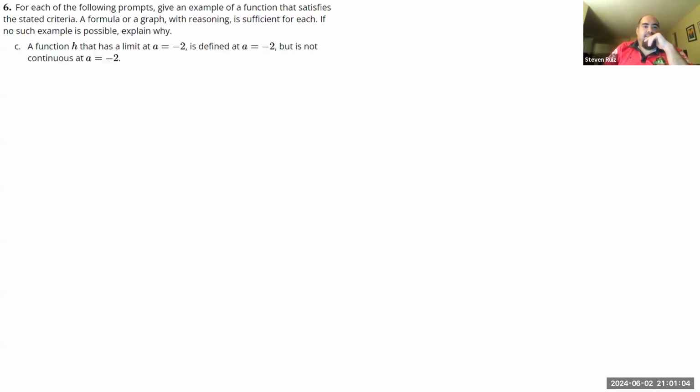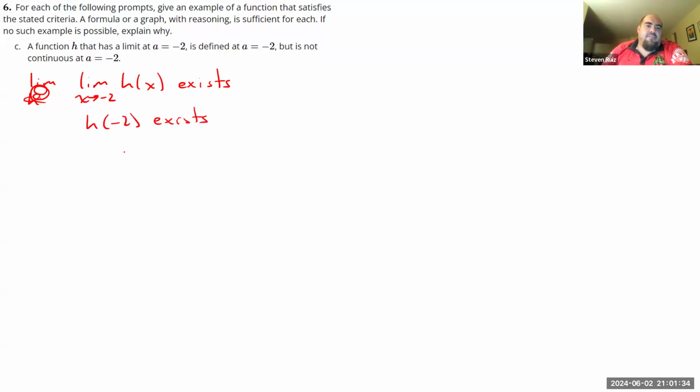Moving on to part C, a function that has a limit. Let's break this down into pieces. The limit as x approaches -2 of h of x exists. We're also told that h of -2 exists, but h is not continuous at x equals -2. So let's do this again.